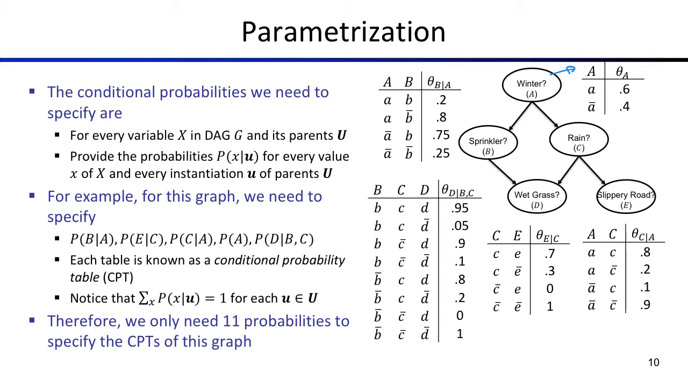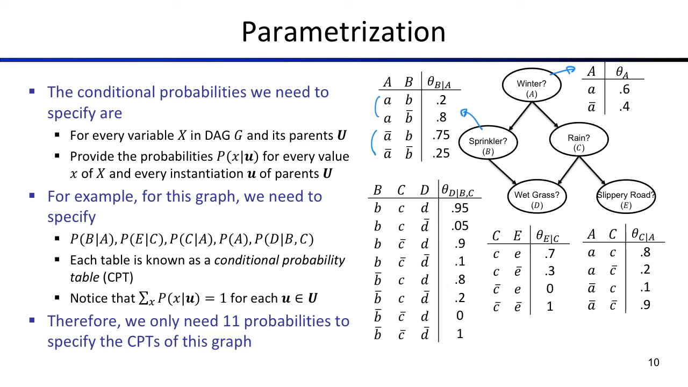If you look at sprinkler, that is our second variable here, it has this conditional probability table. As A is parent of B, we will specify the probability of B given A. So we have here two situations where A is true and A is false. So we have winter and not winter, and we have the sprinkler going on or not in these two conditions.